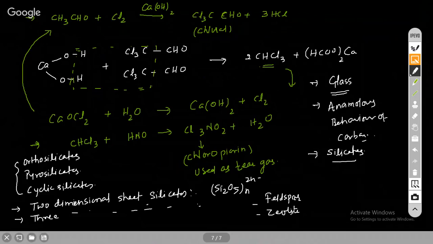That's what I have said: glass, silicates, carbon, allotropes of carbon. That is it, which we are left with in this particular chapter. A few compounds like carbon monoxide, carbon dioxide are also given in NCERT. That you already know, it is not required. Okay, so now can we discuss a little bit about the boron family?